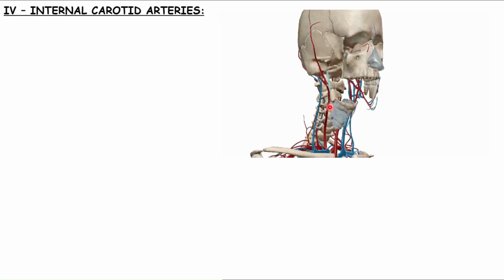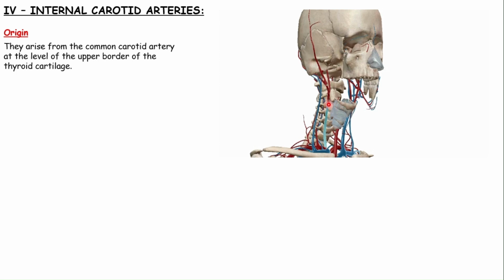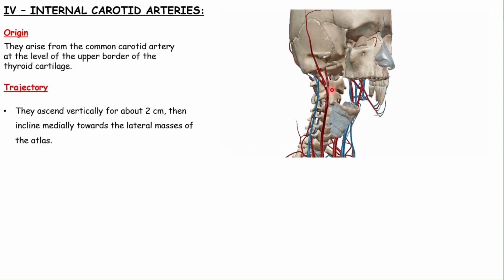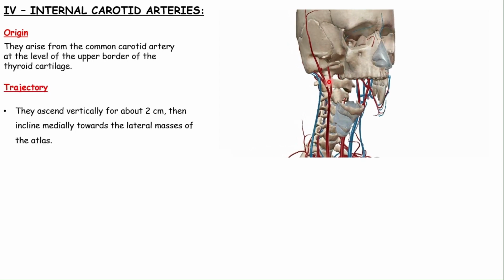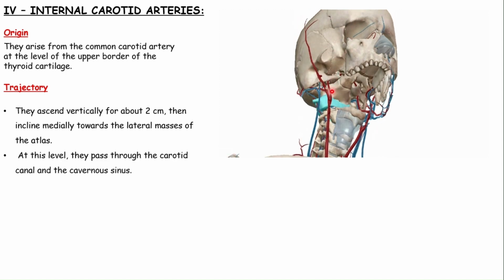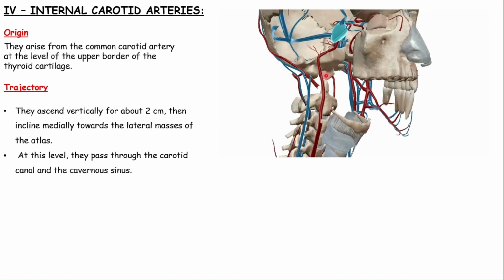Let's tackle now the descriptive anatomy of the internal carotid arteries. The internal carotid arteries arise from the common carotid artery at the level of the upper border of the thyroid cartilage. They ascend vertically for about 2 centimeters, then incline medially towards the lateral masses of the atlas. At this level, they pass through the carotid canal and the cavernous sinus.